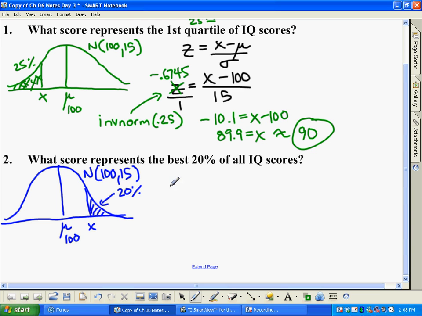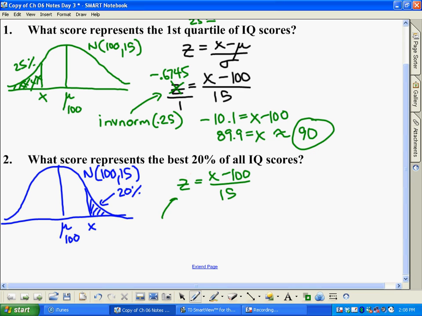So we're going to go over here, and we're going to go ahead and do our formula up here. So z is x minus 100 over 15. Now, how do you actually find this?